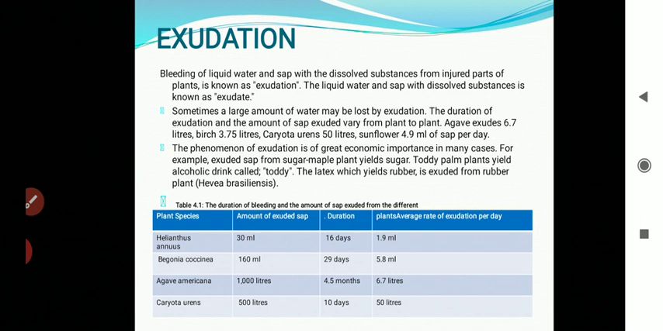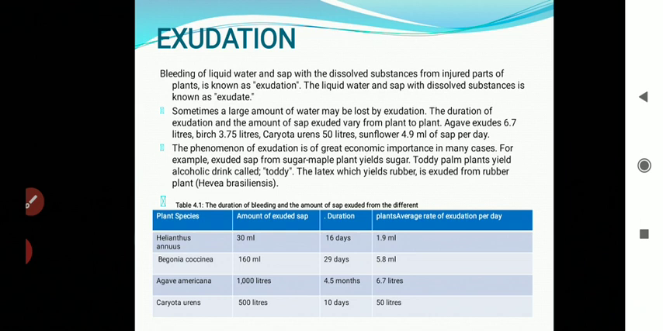So the table shows duration of bleeding and the amount of sap exuded from different plants. First of all, Helianthus annuus. Amount of exuded sap is 30 ml within 16 days, and on an average 1.9 ml per day of exuded sap.